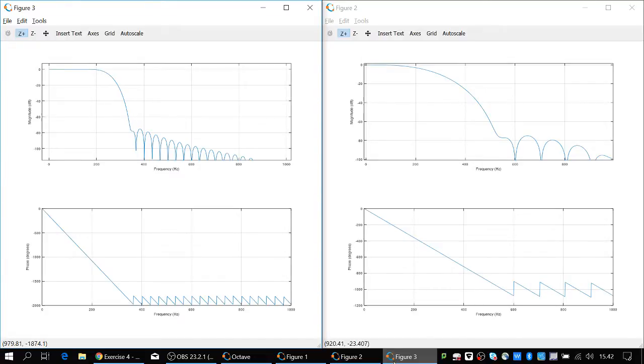Okay, so we have all the key parameters of the filter design fixed: cutoff frequency, stop band attenuation, transition bandwidth. Those 3 things.